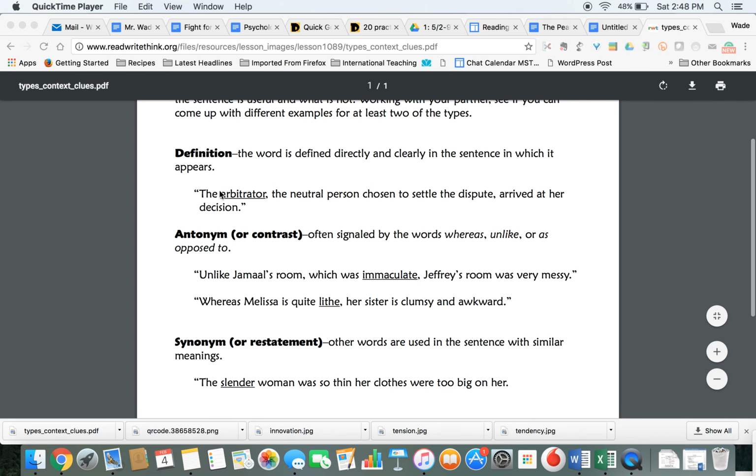So in this example, it says, "The arbitrator, the neutral person chosen to settle the dispute, arrived at her decision." You'll see that this word is defined right here, and so this is a definition context clue.